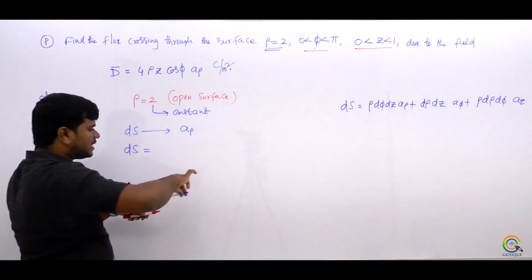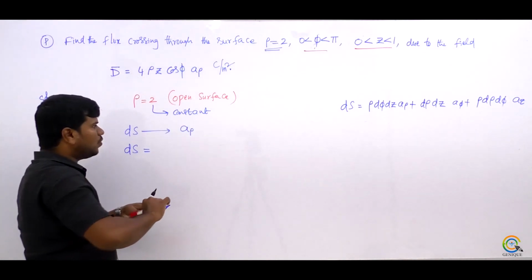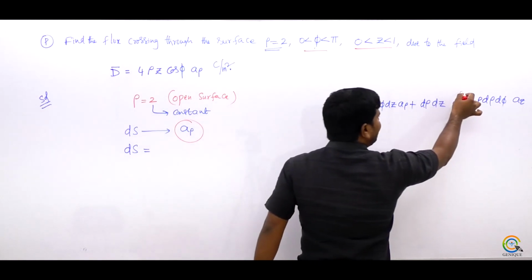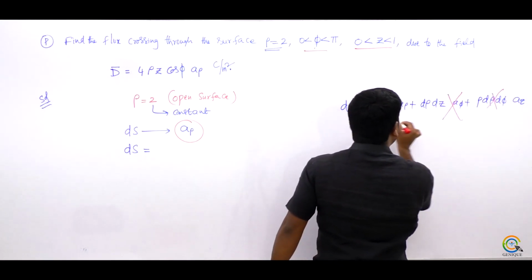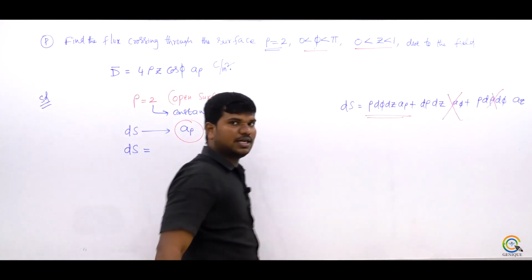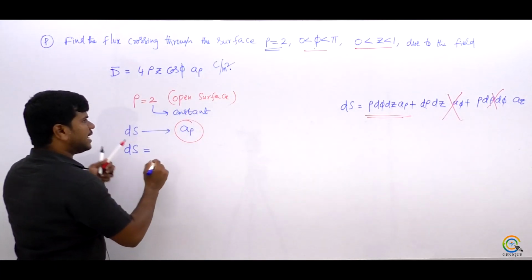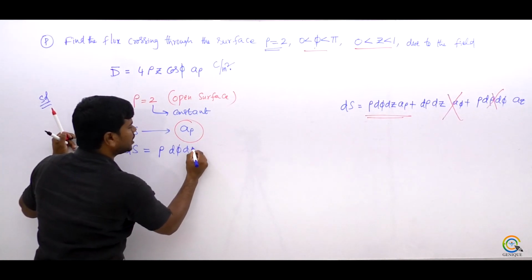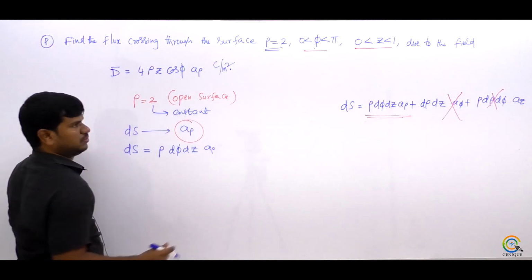But what is the surface direction? The surface will have only this direction, so you can neglect the other two and choose only this. The surface direction will be a rho, and the surface area will be rho d phi dz a rho.